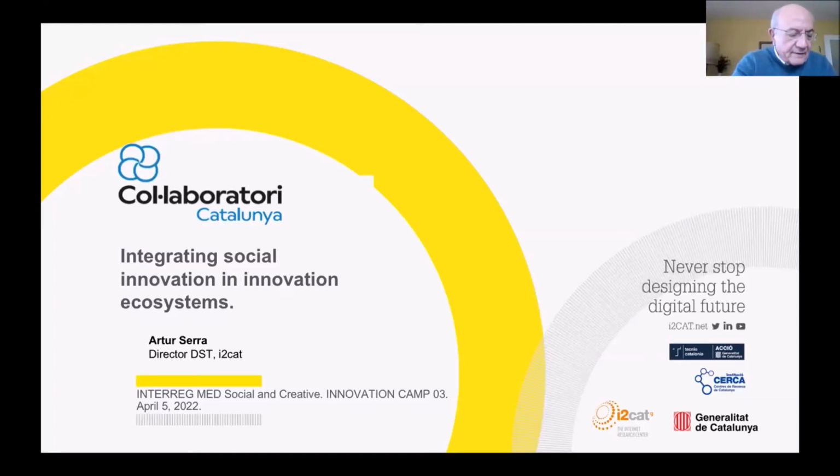Explain how we are organizing this integration of social innovation into innovation ecosystems. This is a big must now in the European Union. As you know, we are starting a new program focused on the European innovation area. And I think this integration of social innovation and innovation ecosystems could be a big problem to be solved. The experience I will try to introduce you is this project called Collaboratory Catalonia, that is trying to develop this solution for this problem.